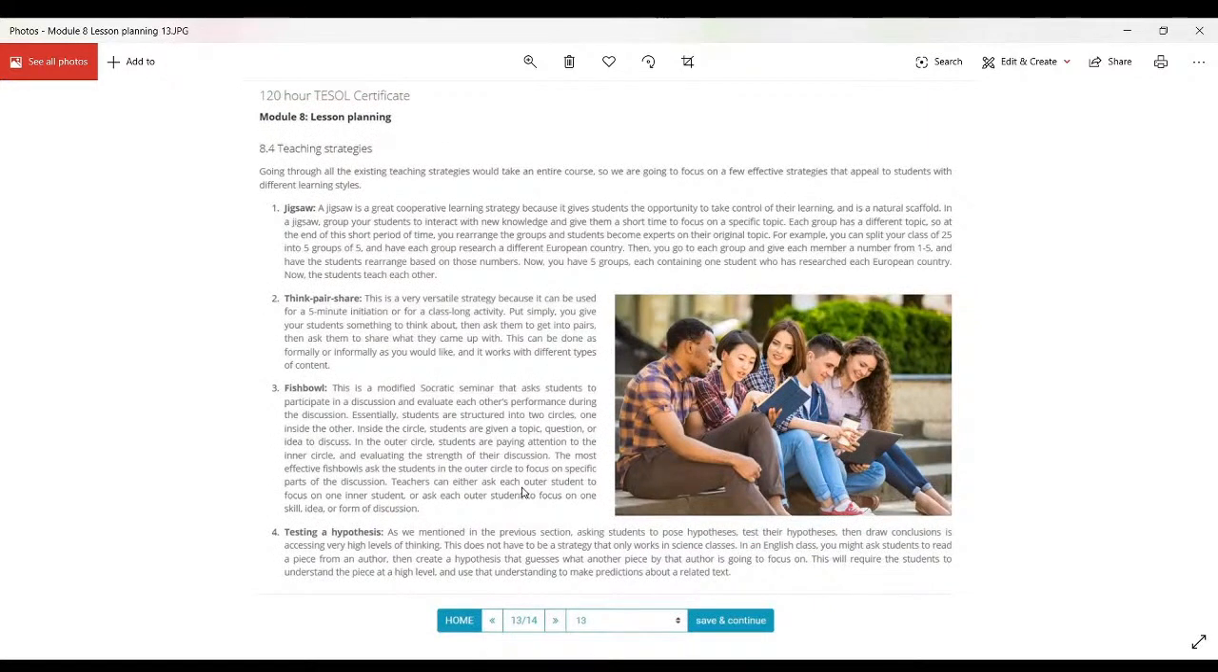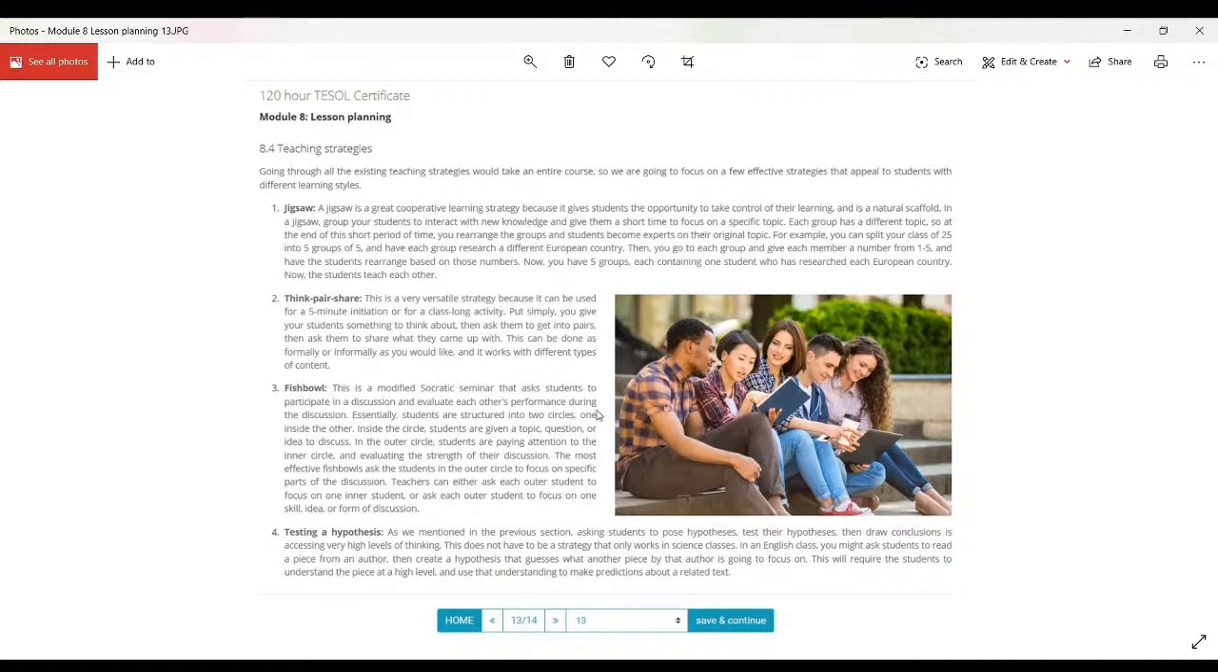Teaching strategies. Okay, ito na yung next part nitong module. Going through all the existing teaching strategies would take an entire course. So we are going to focus on few effective strategies that appeal to students with different learning styles. Okay, so yung few lang, hindi natin lalahatin, ano? Alright, and here are a few.